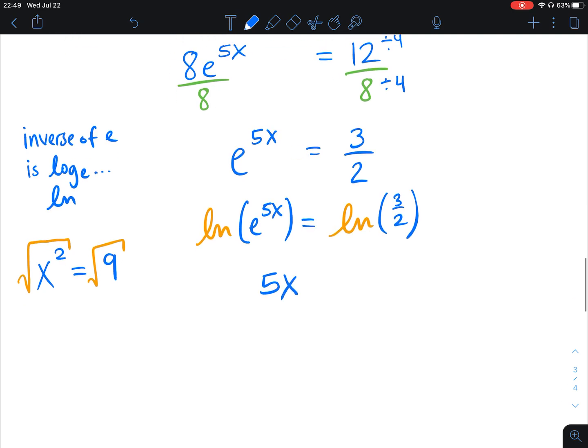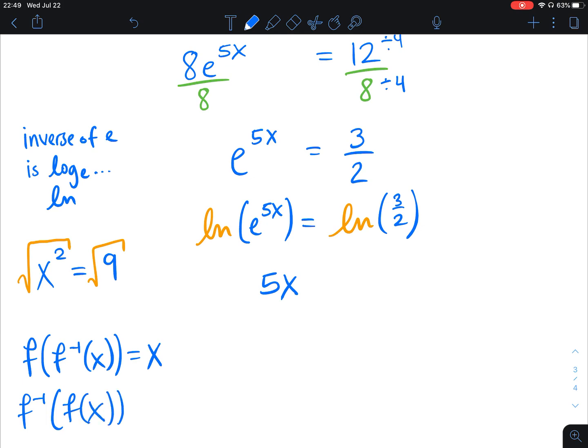So if you think back to Unit 1, remember how we learned that f of f inverse of x is just x, or f inverse of f is just x. That's what's happening here. So the ln and the e as inverse functions cancel out, leaving us just with the argument, which in this case is that power of 5x. On the right-hand side, don't worry, it's just ln of 3/2. That is a decimal. We could use a calculator, but let's just solve this guy exactly. Let's not even worry about finding a decimal. Let's just find the exact solution.